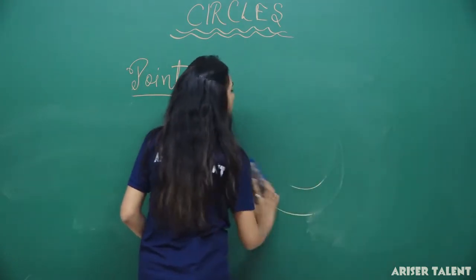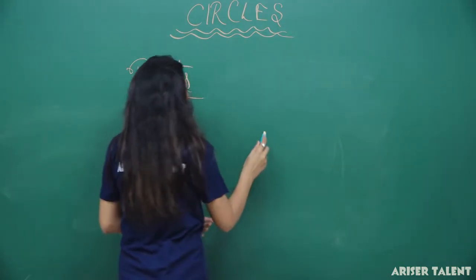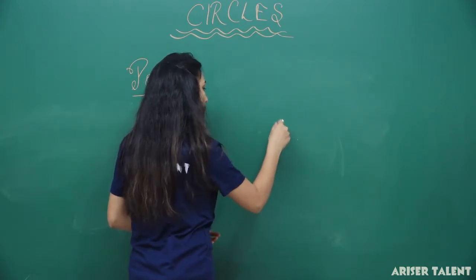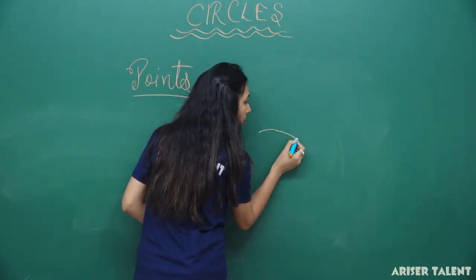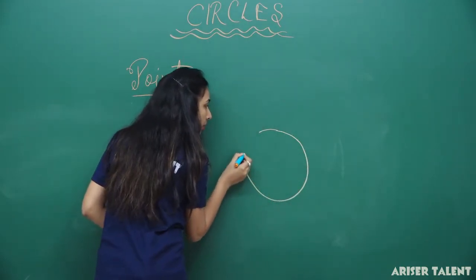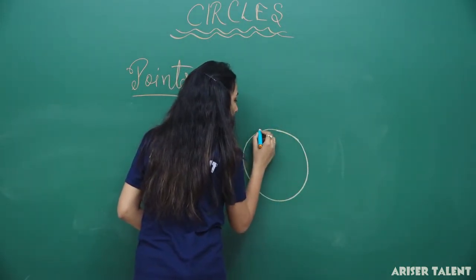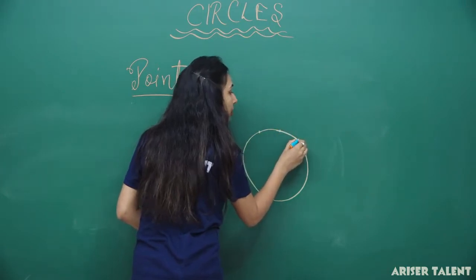Then about 3 points. 1, 2, 3. I can only and only draw one circle from these 3 points.